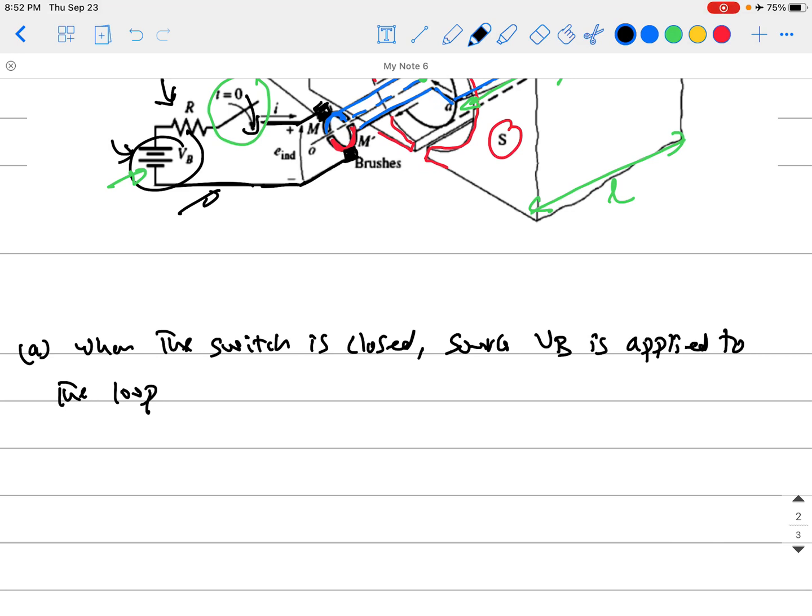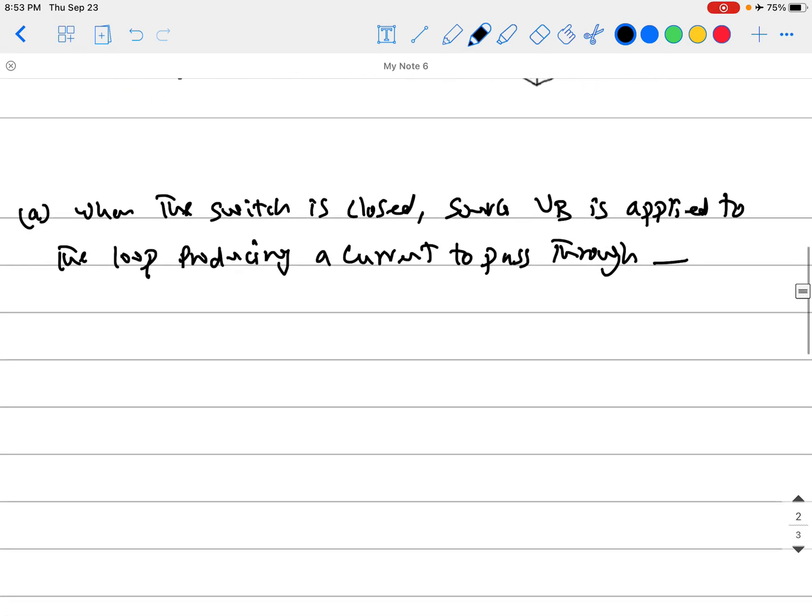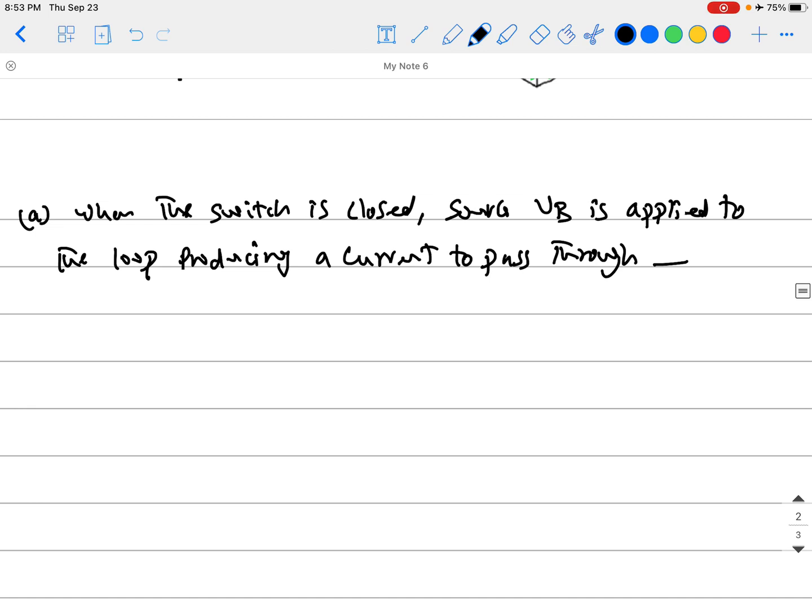producing an electric current to pass through. So now you have current moving from the source into your loop. Okay, guys?